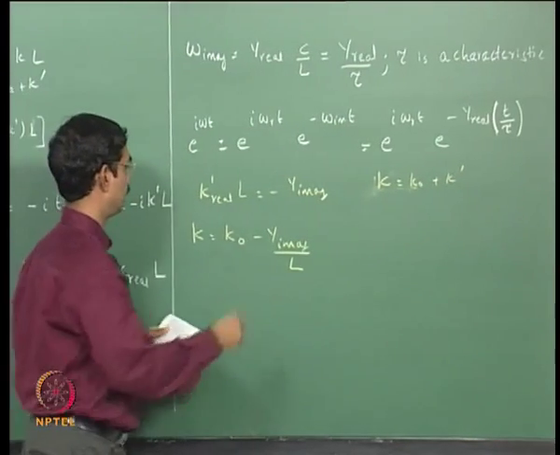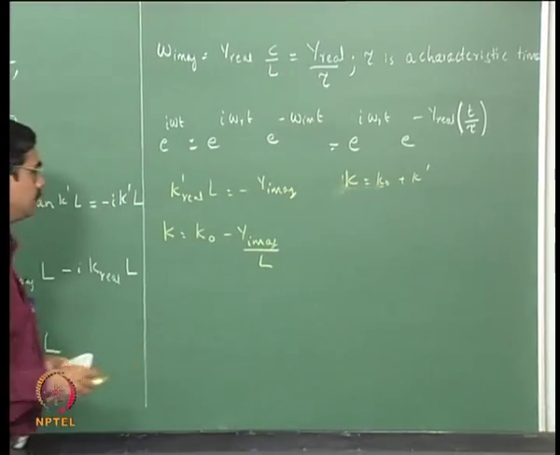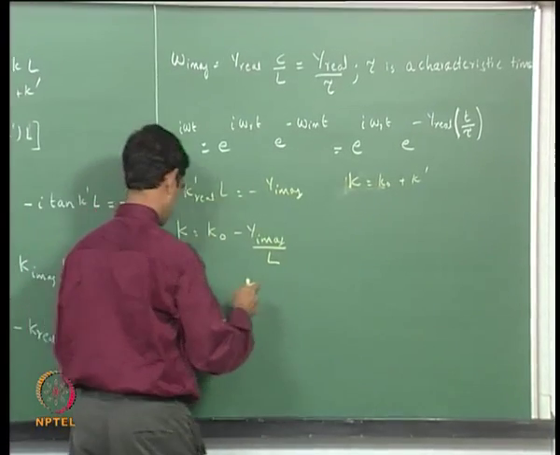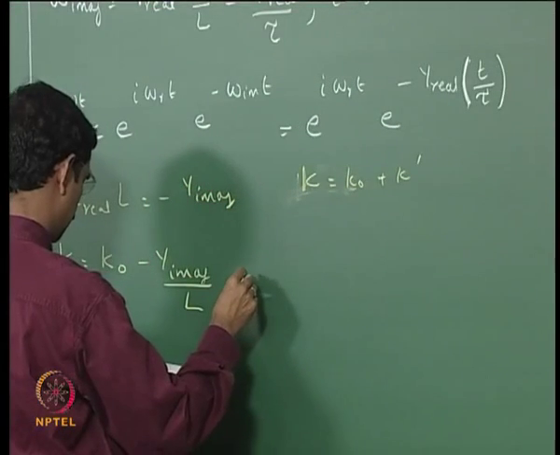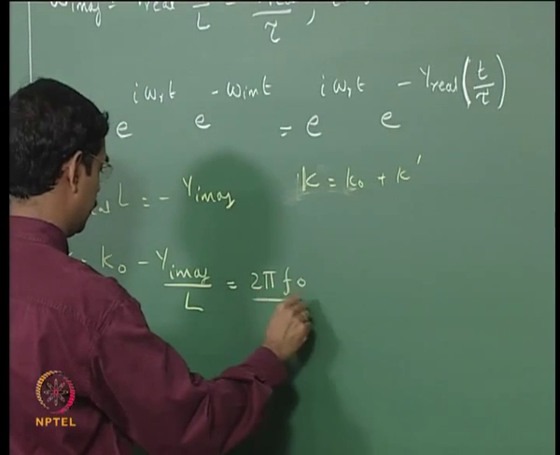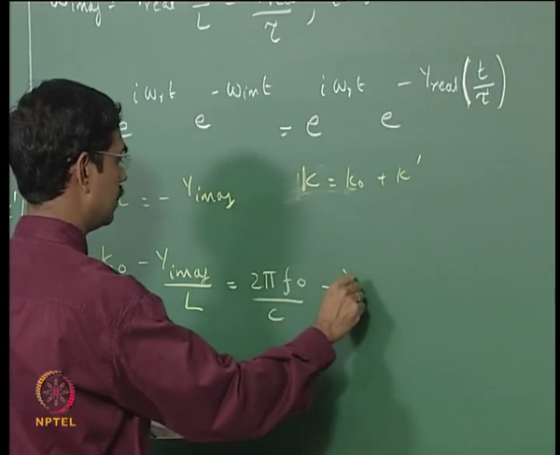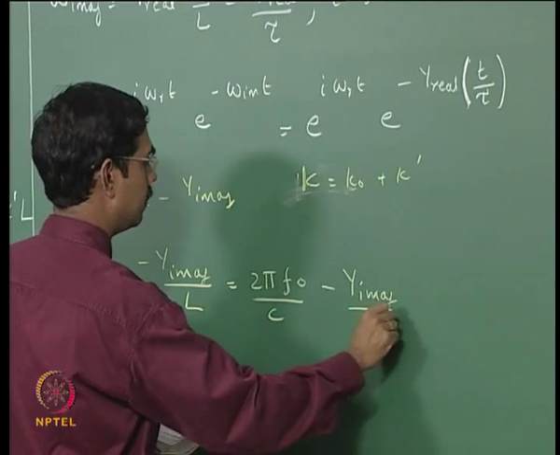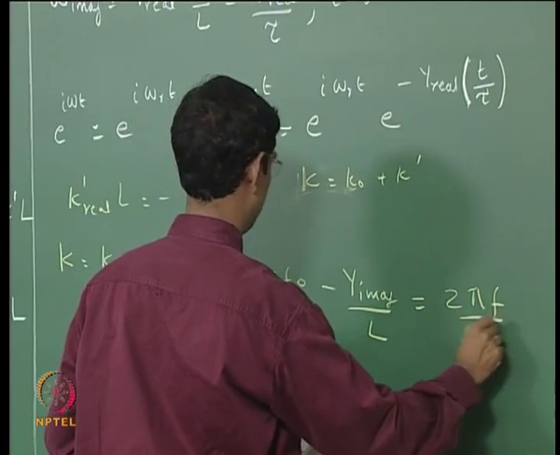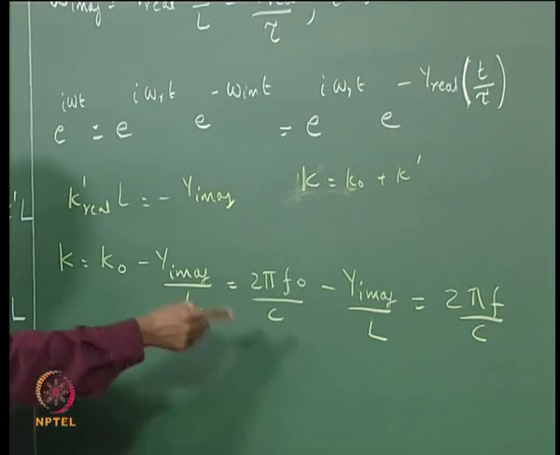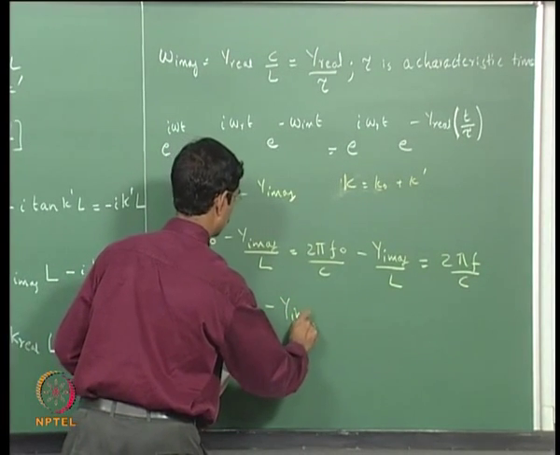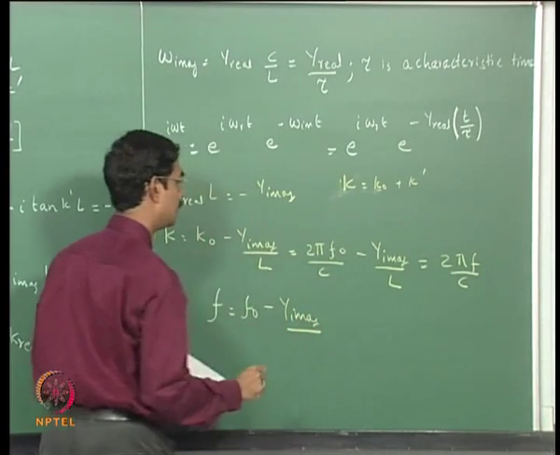So that's what I did. If you know k prime, you can bring k naught to the other side, except that we are only dealing with the real part here. This would be equal to 2 pi f naught over c minus y imaginary over L, and k would be 2 pi f over c. So if you multiply out, you will get f equal to f naught minus y imaginary over 2 pi.